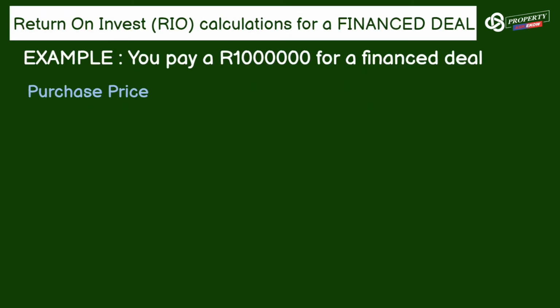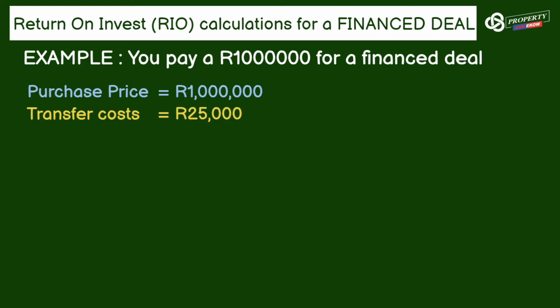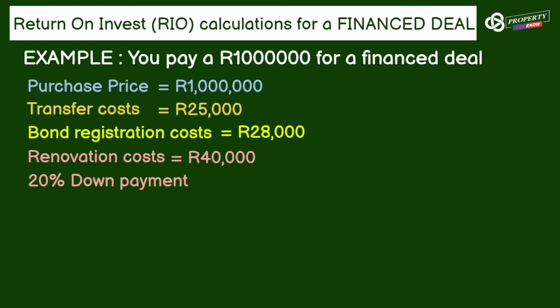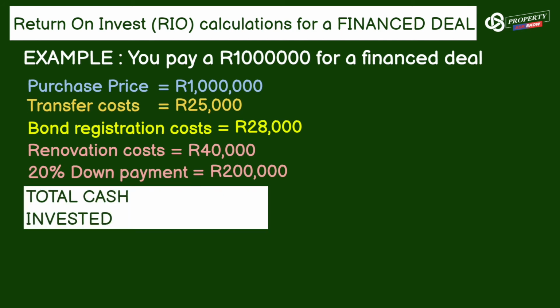Now, let's look at option two, your cash on cash ROI for the finance deal. So your purchase price is $1 million. Your transfer cost is the same, it's 25,000. There's a new element in place because you finance this deal, you're going to have a bond registration cost. So your bond registration cost is 28,000. Your renovation cost is still at 40,000. Remember, we're doing a down payment of 20%, which will give you 200,000.